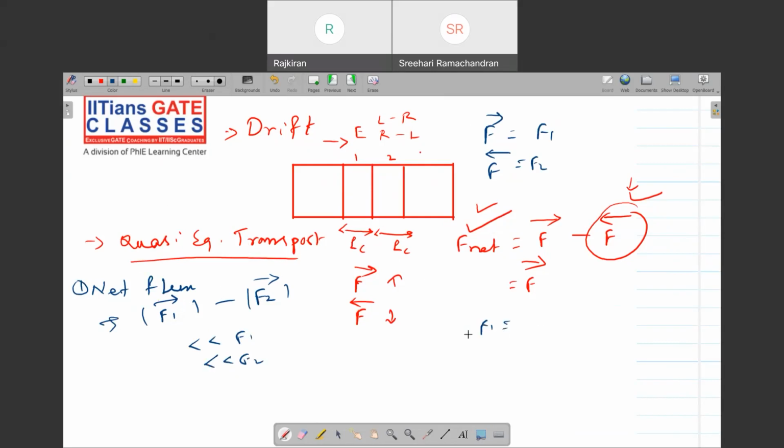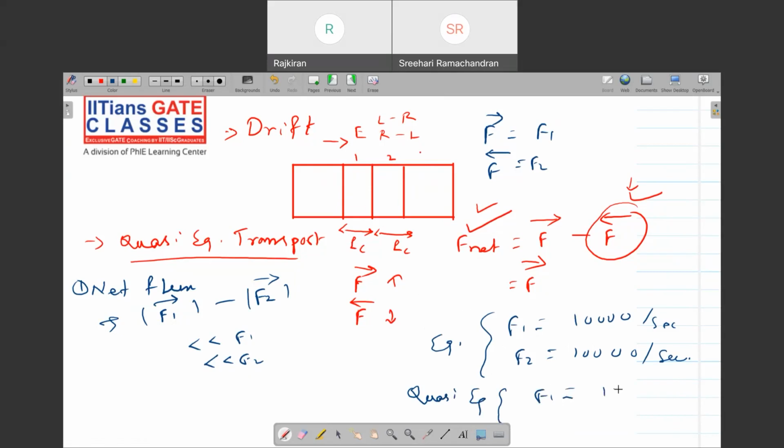Let me give you one example. Suppose at equilibrium F1 is equal to 10,000 particles per second. Similarly, F2 is equal to 10,000 per second. Now, when I disturb the equilibrium, this is the equilibrium. When I go to quasi-equilibrium, that is, when I apply an electric field, I'll get a net flux.